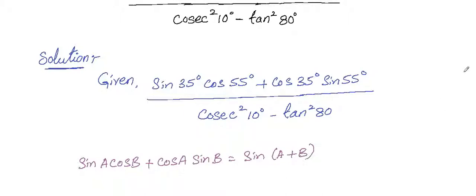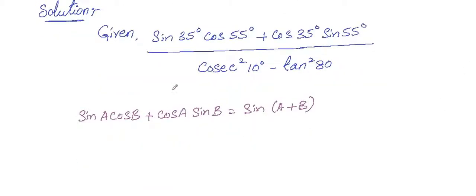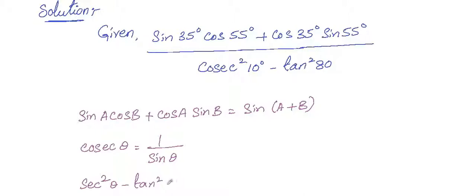And we have a cosecant square theta, so cosecant square can be written as 1 by sine square. So cosecant theta is equals to 1 by sine theta. And another trigonometric identity which we are going to use in this question is secant square theta minus tan square theta equals to 1.